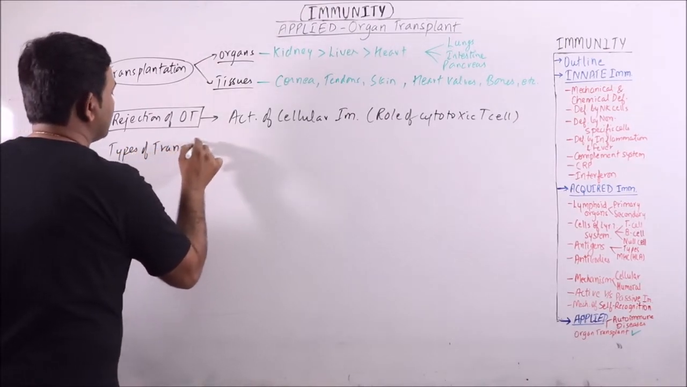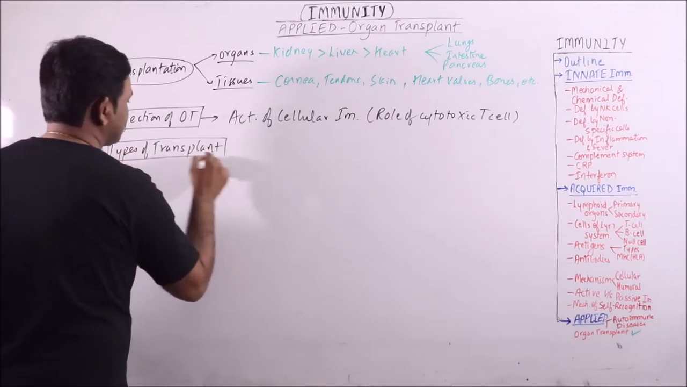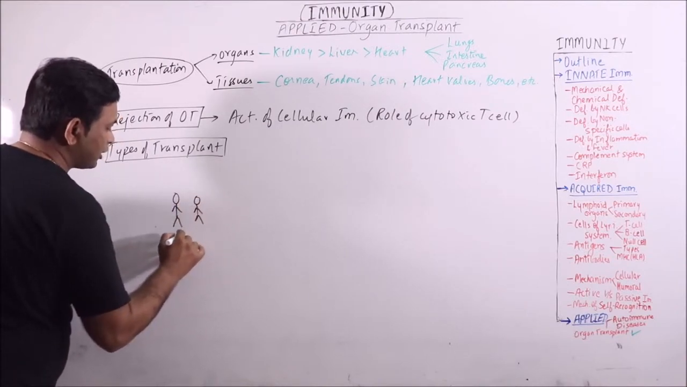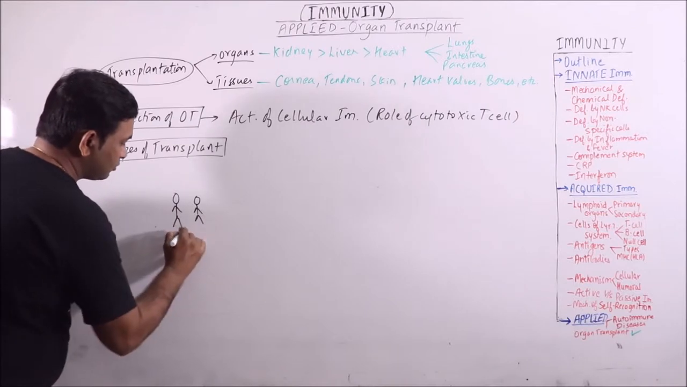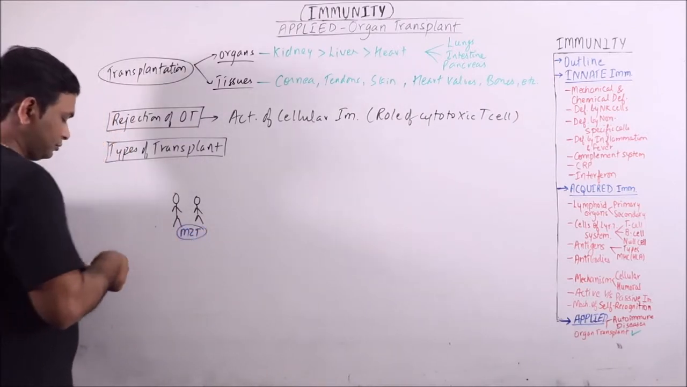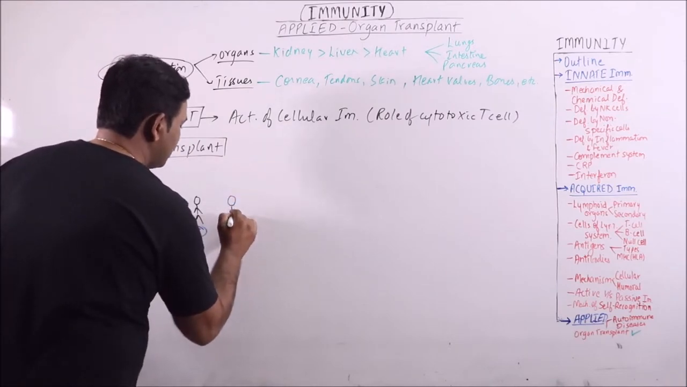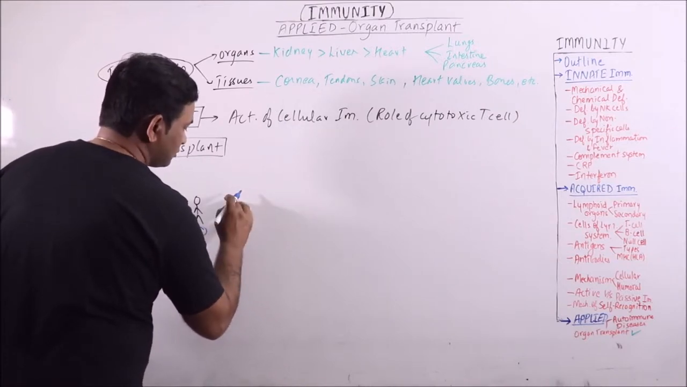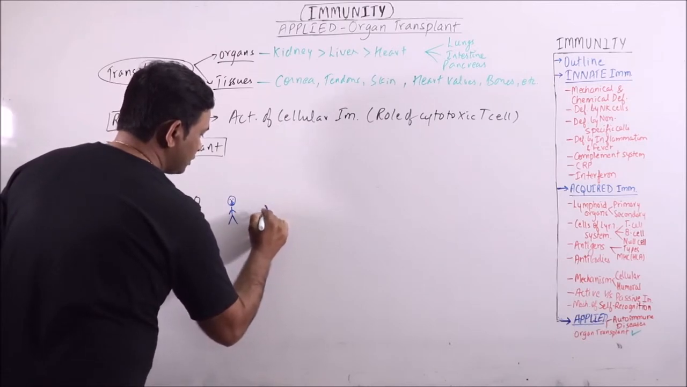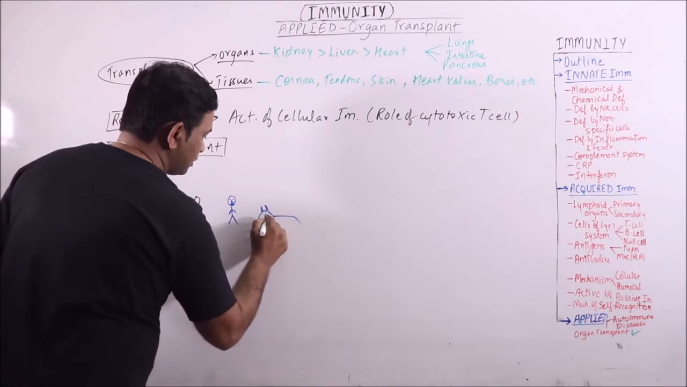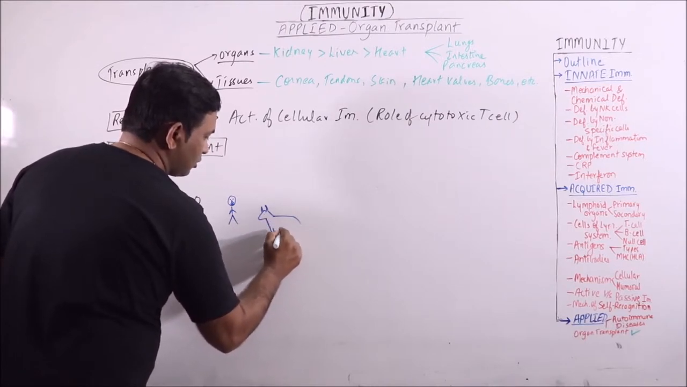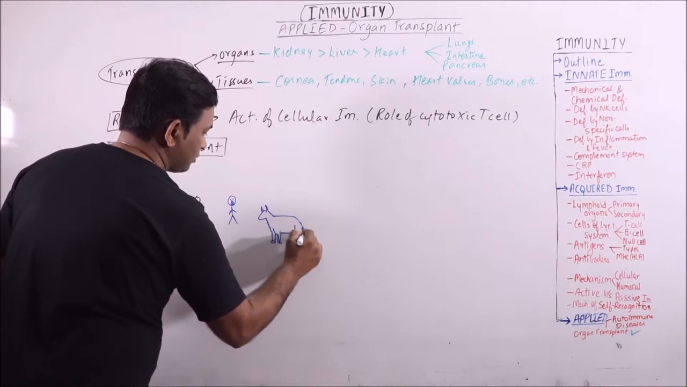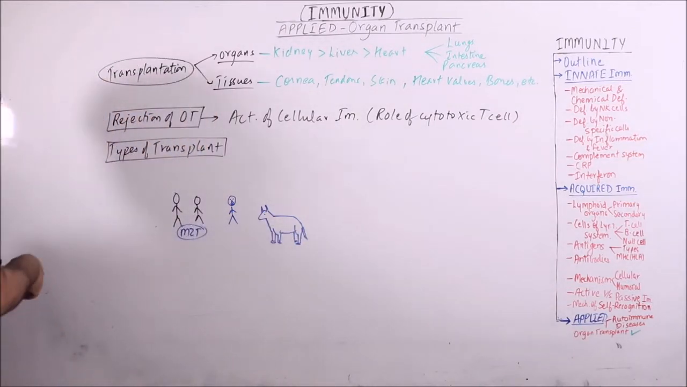Now, types of transplant. These are two monozygotic twins. This is some different individual of same species, and this is an organism of different species.